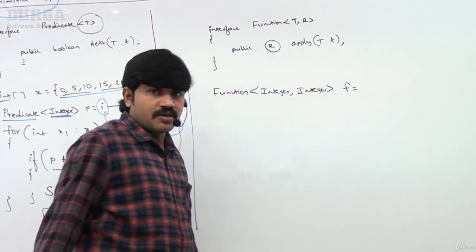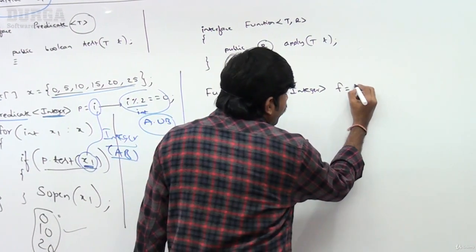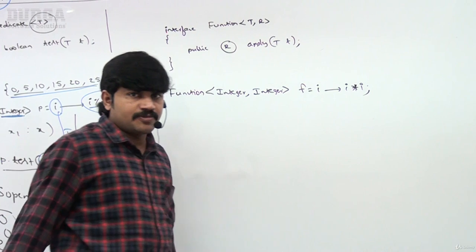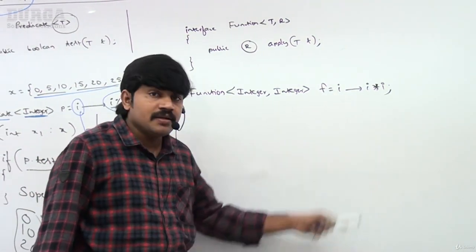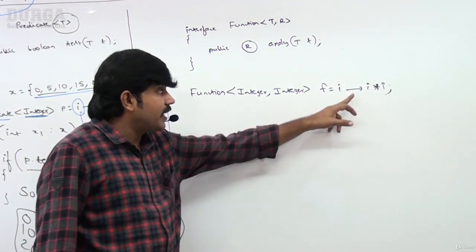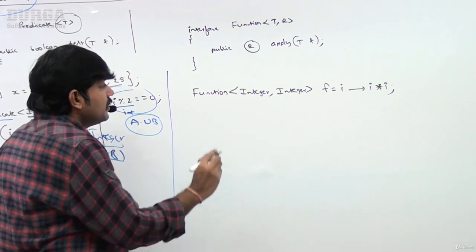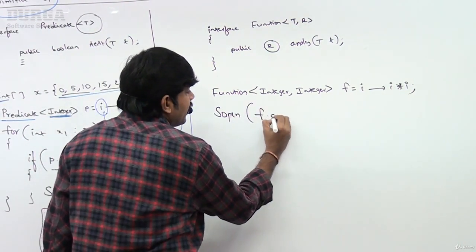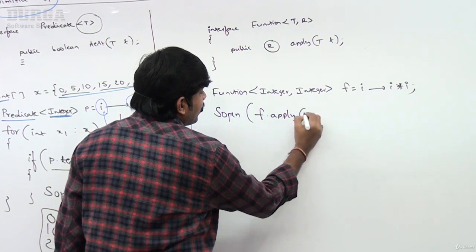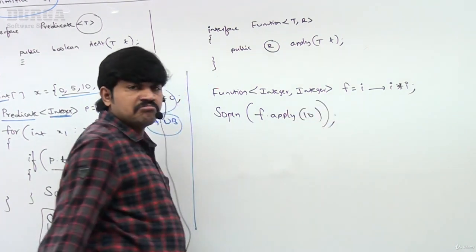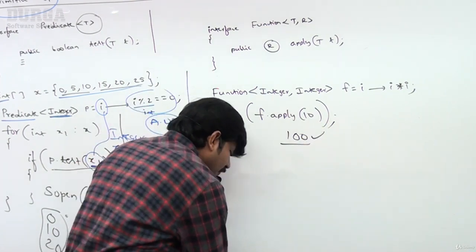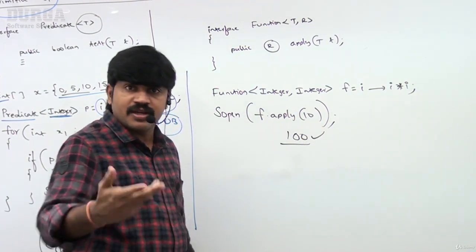f is equal to, lambda expression: if I give i, then I have to get i into i. Now System.out.println(f.apply(10)). Yes, perfectly, 100 is the answer you are going to get by default. Don't keep any doubt at all. 100, perfectly it's going to work.